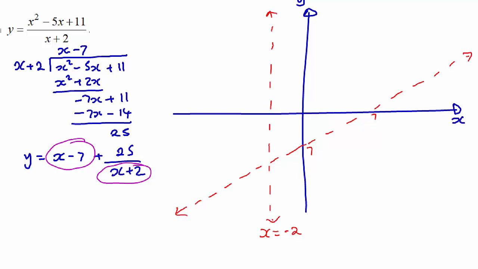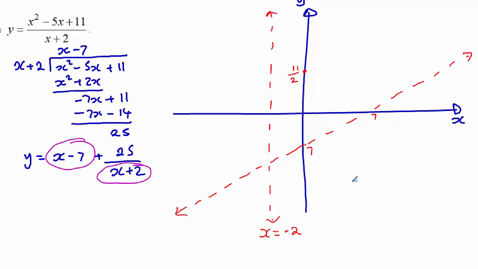Okay, so if we put x equals 0 into this, we can find a y-intercept. So x equals 0 gives us 11 over 2. So 5.5. So 11 over 2, that's a y-intercept.